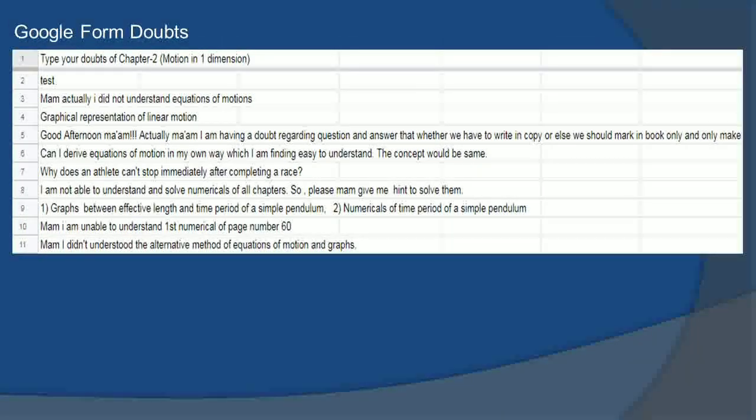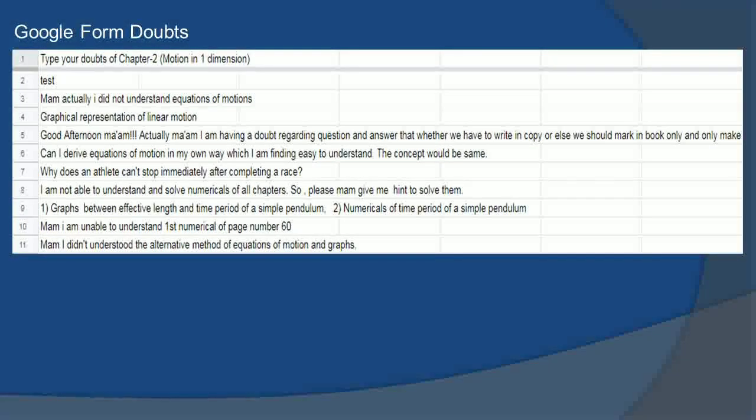Now our next doubt is regarding the notes. How to make the notes: either we have to make a copy or we have to mark in the book. I will suggest that you make proper notes. You have to write all the topics and the subtopics also, so that you can attempt any question which is related to the topic. So make the proper notes.